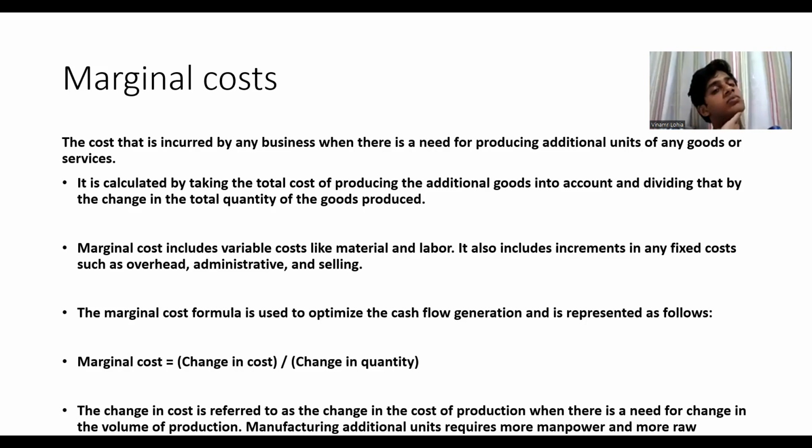Marginal cost includes variable costs like material and labor. So when additional units are produced, there's a change in the material and labor. These are known as the marginal costs. When we solve them numerically, we are going to understand them in detail. We will definitely solve the problems of total cost, marginal cost, short-run average cost, and variable cost.